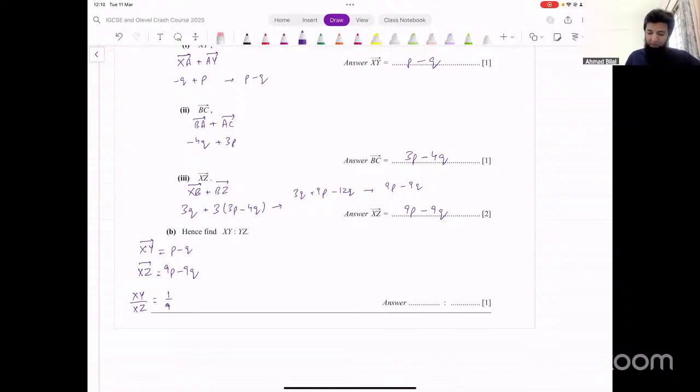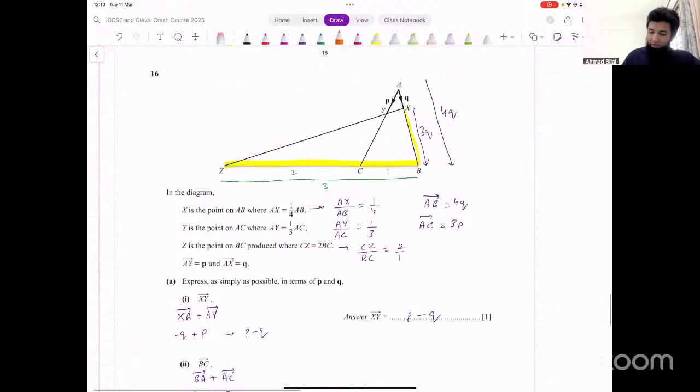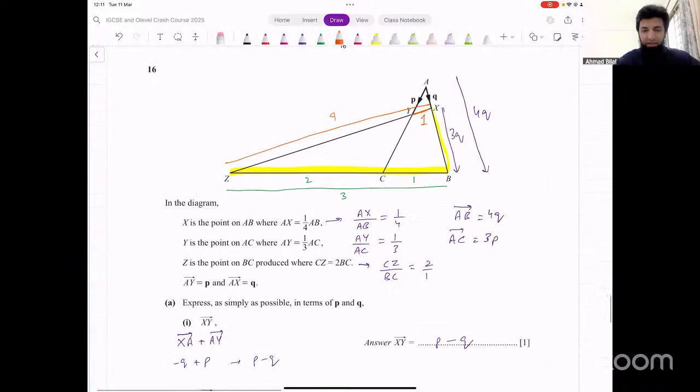But they want the ratio between XY and YZ. Now let's go back to the diagram. We have figured out if this is 1, then this whole thing is 9. That's the ratio that we have found. If that small part is 1, then that whole thing is 9 units. That's the ratio between XY and XZ.